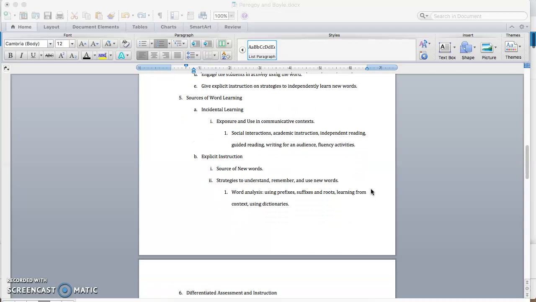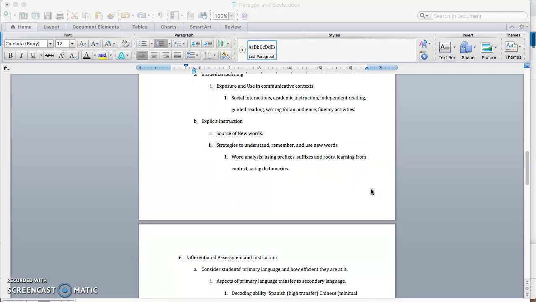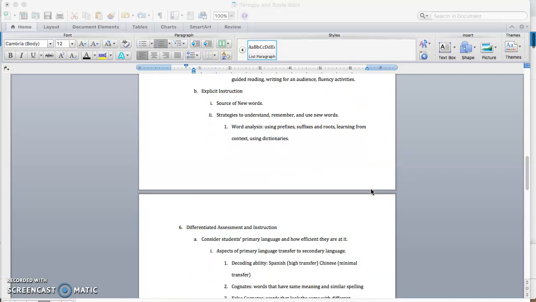In today's day and age, there's a lot of good sources for word learning. There's incidental learning, where you have exposure and use in communicative contexts, and then explicit instruction, where you use strategies to help them understand, remember, and use the new words.